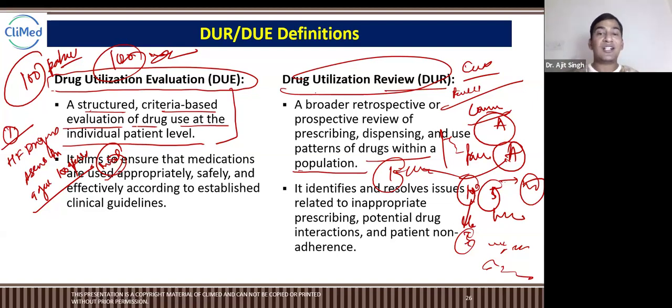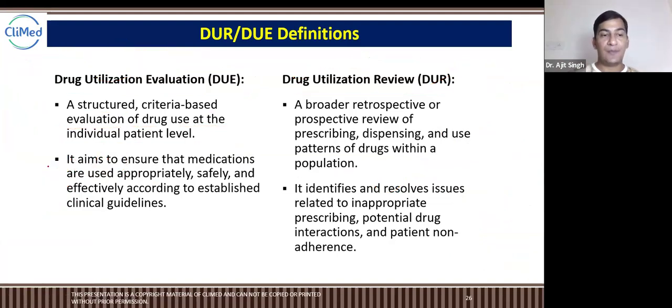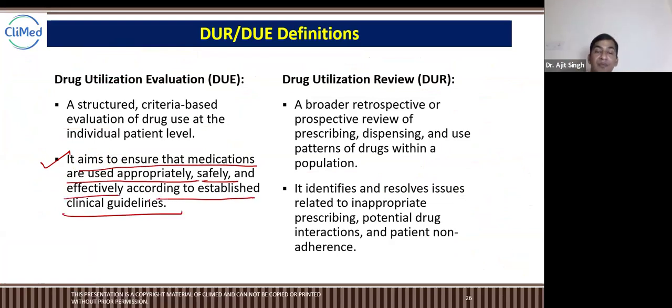Like what type of drug things will be done here. Now I'll tell you what the scopes and all things are. You will understand it very clearly. So now look at this, the second paragraph of each. It aims to ensure that the medications are used appropriately, safely, and effectively according to established clinical guidelines. Understand? It aims to ensure that the medications are used appropriately, safely, and effectively according to the guidelines.